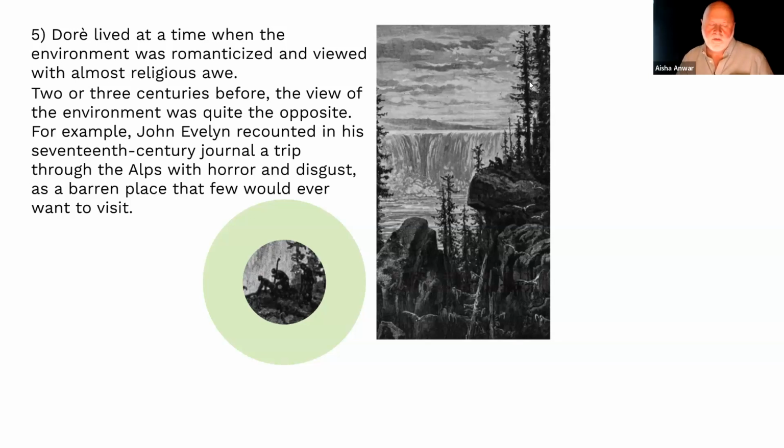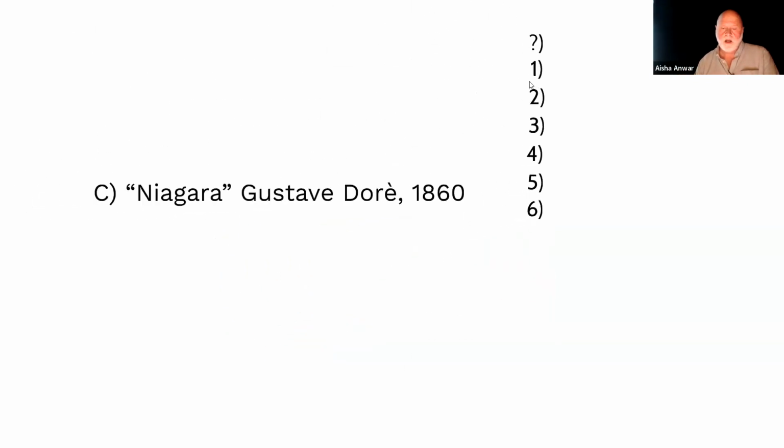He doesn't say it's beautiful. He doesn't say it's awe-inspiring. He calls it a desert. He says that this is not something that people would ever want to be in. You have to cross it if you're going from England into Italy, but it's not a good thing. It's remarkable that in 200 years, Western attitudes toward the environment changed dramatically, but we're going to see how in 2,000 years they change a lot.